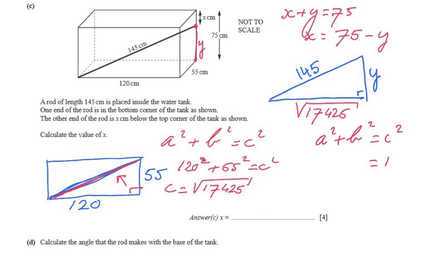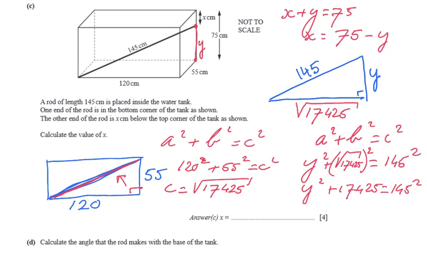Okay, so 145 squared is, let's say, y squared plus the square root of 17,425 squared. Okay, and what is that square? That again is 17,425 equals 145 squared. You rearrange it, and then you have to take the square root of 3,600 if you do that properly, and that will be 60.